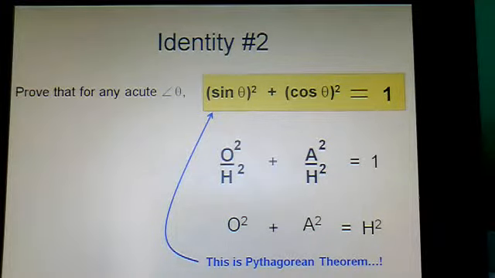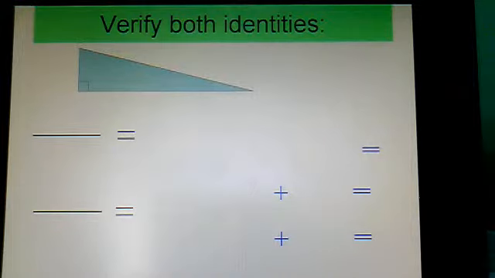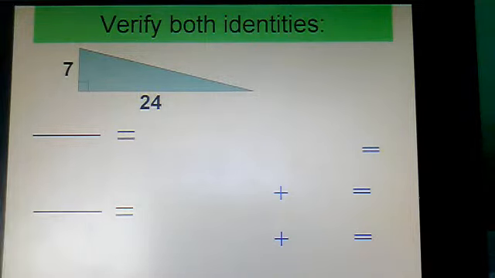You know it works. I got a couple examples for you just to verify that that identity actually works with some numbers. So the first example, I'll give you a side length of 7, and I'll give you a side length of 24. Take a minute, figure out that hypotenuse. You guys know how to figure out the hypotenuse. Something you certainly need to be able to do. Determine the length of the hypotenuse.